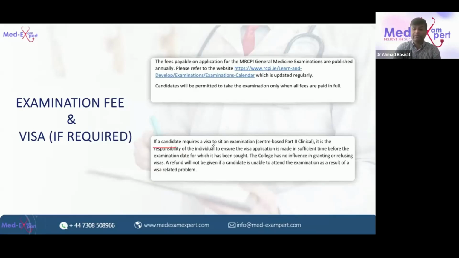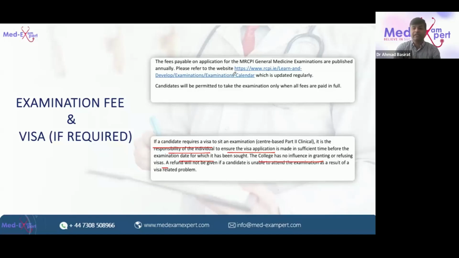If a candidate requires a visa to sit an examination, it is the responsibility of the individual to ensure the visa application is made in sufficient time before the examination date for which it has been sought. The college has no influence in guaranteeing or refusing visas, but you can ask the college for a letter of confirmation of the exam payment, which you can attach with your visa application.